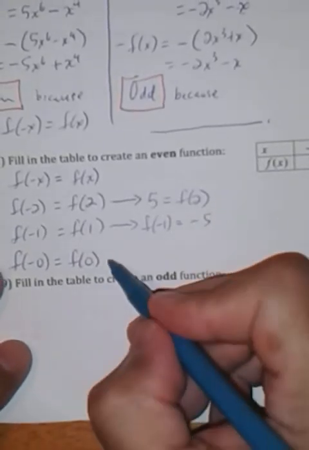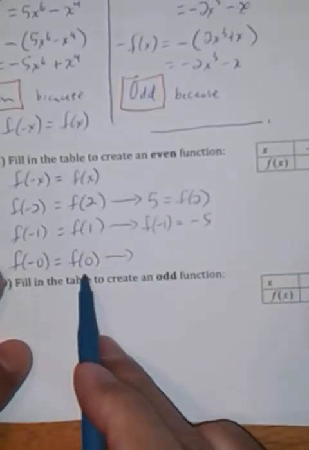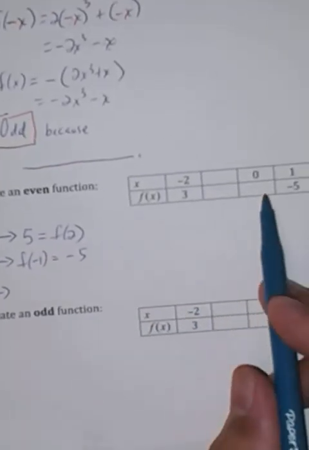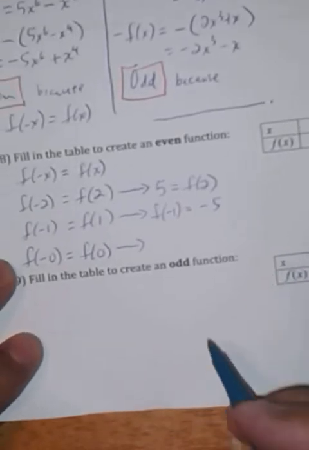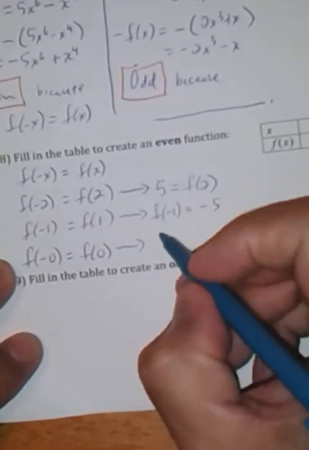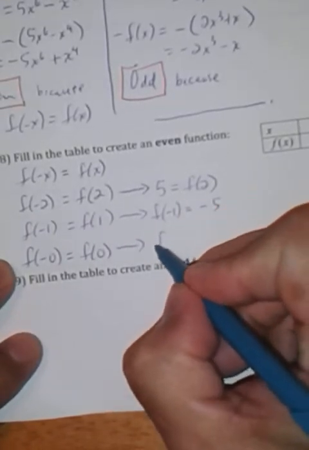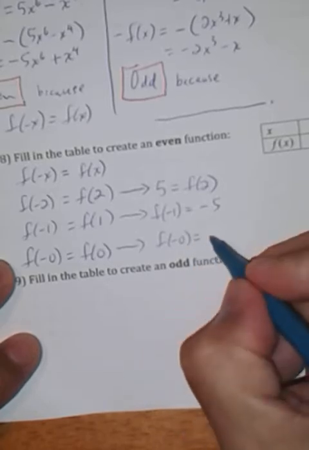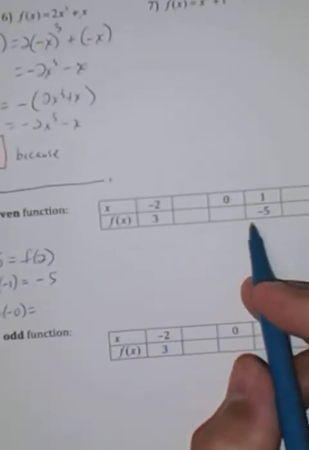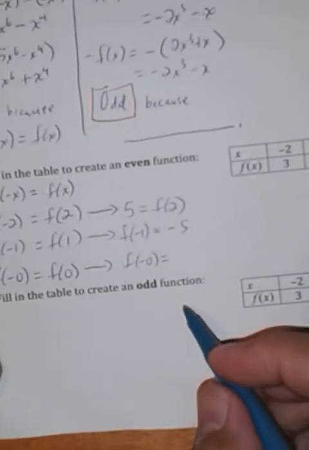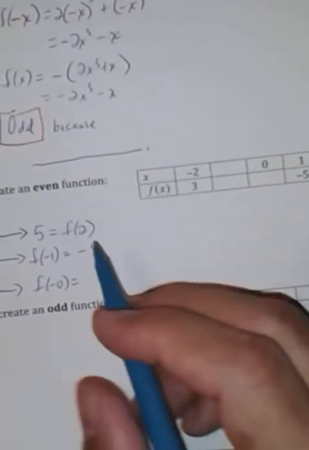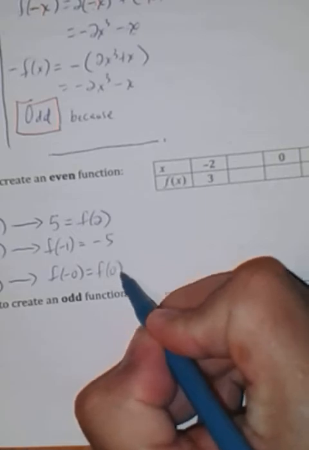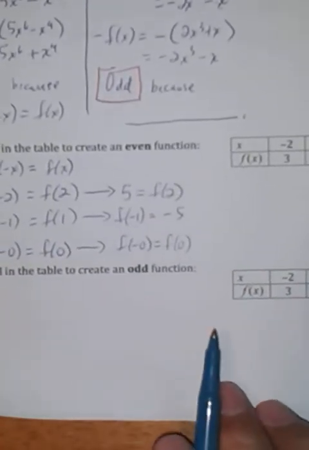And then this one, f of negative 0 has to equal f of 0. And do I know what f of 0 is, or f of negative 0? So f of negative 0 has to equal, what was f of 0? Oh, we don't have a value for that. Oh. I'm going to leave it as f of 0 then. We don't have a value for that, right?